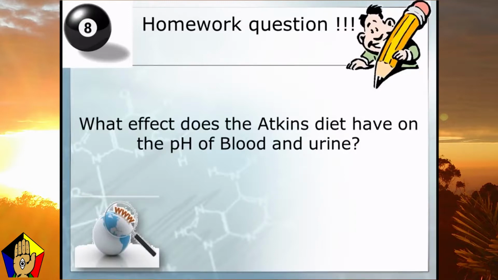You want to look at some kind of a .gov, .org, some kind of an education website, and find out what happens to the pH of the blood and the urine as a result of the Atkins high-protein diet, which you might want to put in your explanation. So what is it about that high-protein diet that changes the pH? Go ahead and hit pause, write it down, and then come back when you're ready.